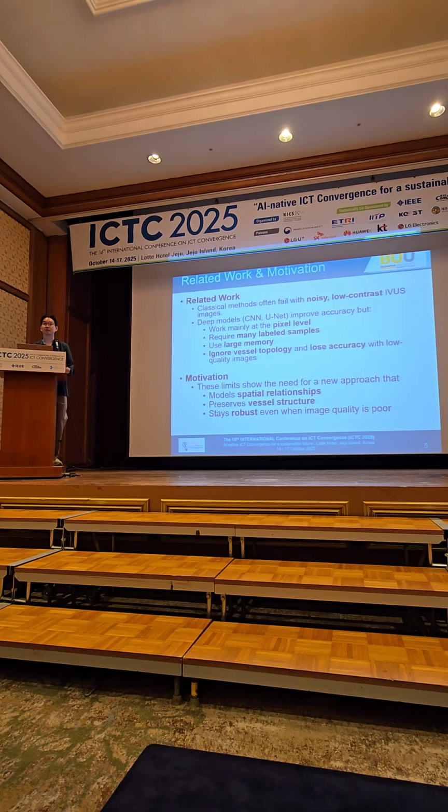So far, classical methods don't work well when the images are noisy or unclear. Deep models like CNN and UNet are better, but they still have problems. They work at the pixel level, need a lot of labeled data, use a lot of memory, and sometimes miss the vessel structure. So when the image quality is bad, their performance also drops. That is why we need a new solution, one that understands spatial relationships, keeps the shape of the vessel, and works well even with low quality images.